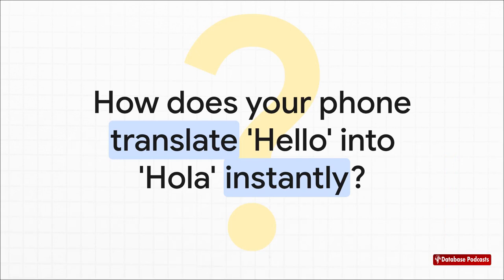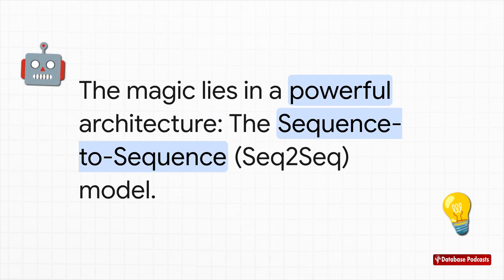You type a sentence into a translation app, and what comes out is a totally different length. How in the world do machines handle that, where the input and output don't have a simple one-to-one match? Well, the magic behind this is an incredibly clever model that was built for exactly these kinds of jobs. And the name gives it away. It's called a sequence-to-sequence model, or just Seq2Seq for short.